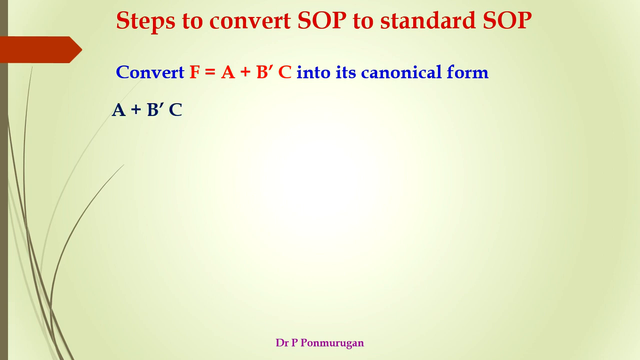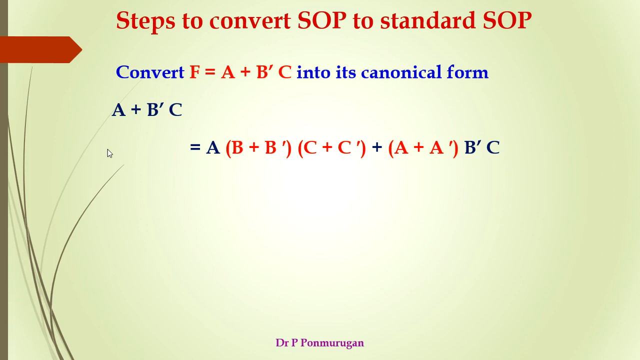First, let us take a plus b bar c. Now, this expression has two terms, a and b bar c. In the first term, the variables b and c are missing, and in the second term, variable a is missing. So, we need to include the terms b plus b bar and c plus c bar with the first term a, and in the second term, since a is missing, we need to include a plus a bar.